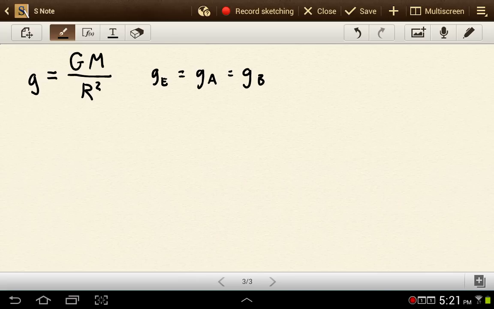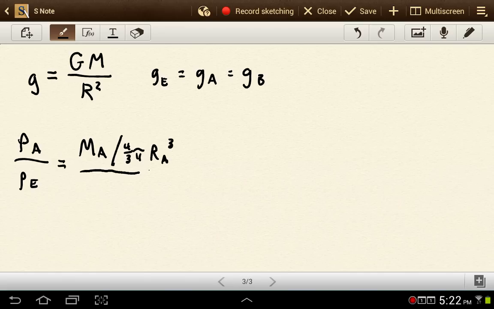We want to find the ratio of the densities of these things. So I'm going to say density of the asteroid, since that's the first one and it begins with A, over density of Earth. Density, as you'll recall, is mass divided by volume. So that's the mass of the asteroid divided by 4/3 pi times the radius of the asteroid cubed, over the density of the Earth, which is the same thing but for Earth.